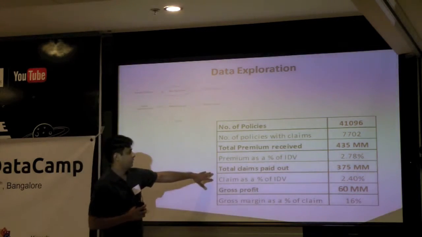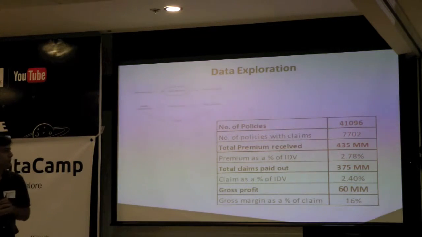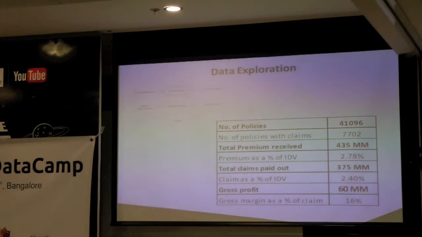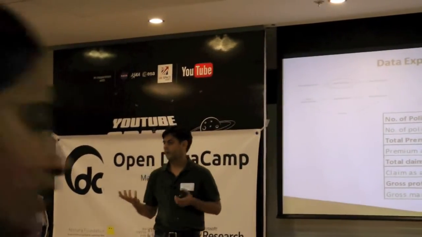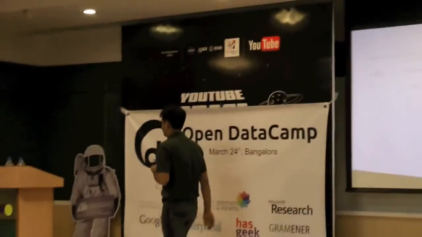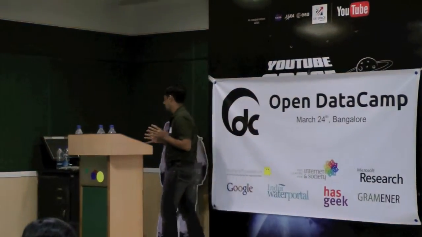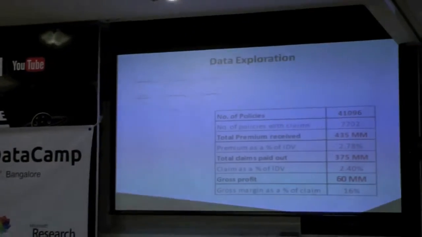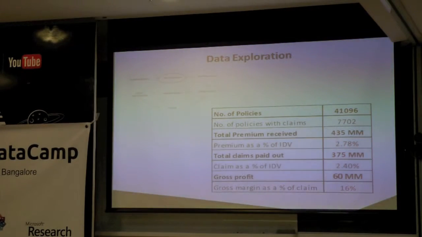Total claims paid out 375 million. Claim as a percentage of IDV 2.4%. Okay. So essentially, they are charging 2.78% of the IDV as premium, and they are paying out 2.4% as the payout. Right. So this gives us a sense of what the overall data looks like. This is very important because you need to have a very good sense of what the data looks like in order to find out what is unusual, what is different from the rest. Right.